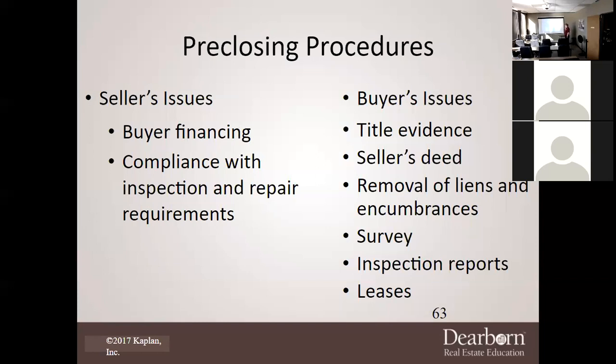Now again, on the buyer side, the buyer has to deal with any title evidence, the seller's deed, as well as the removal of any liens or encumbrances, survey, inspection reports, and leases. They have a lot of things that the buyer's got to deal with. Why? Because they're assuming the new house. They're getting a brand new house, so they're assuming all of this stuff. So they got to make certain that they have each and every one of these items taken care of.